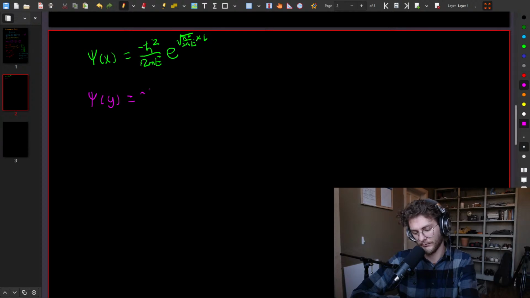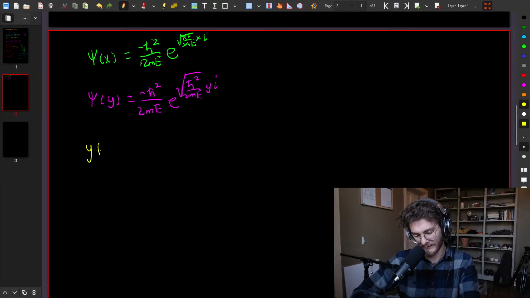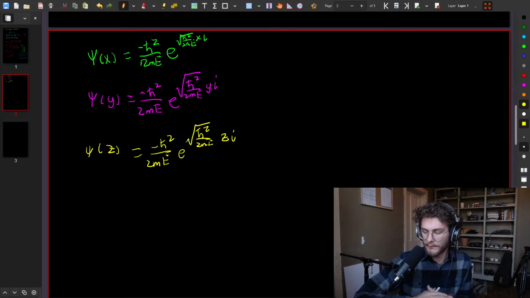Hold on. Let's get this. h bar squared over 2m e to the square root h bar squared 2m e. It's slightly more readable. y i. And then what are we going to do for it? We'll just do yellow, because color theory came here to die. Psi of z equals negative h bar squared over 2m e to the square root of h bar squared over 2m e, z i. Okay, so now we've got these three components.